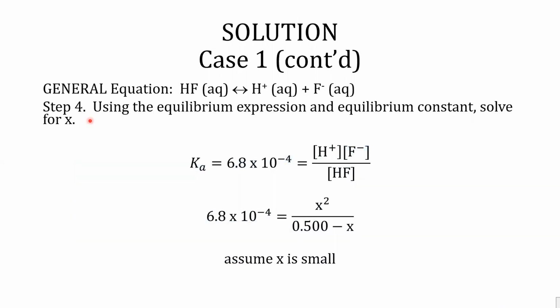Step 4 is to use the equilibrium expression and equilibrium constant to solve for X. Ka equals 6.8 times 10 to the minus 4, which equals the concentration of H+ times F- over the concentration of HF. In filling in their equilibrium concentrations, it is revised as 6.8 times 10 to the minus 4 equals X squared over 0.500 minus X.